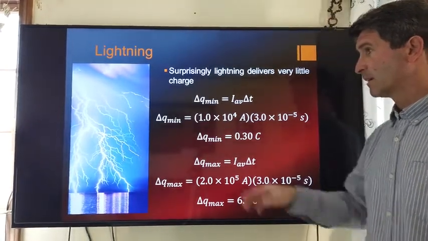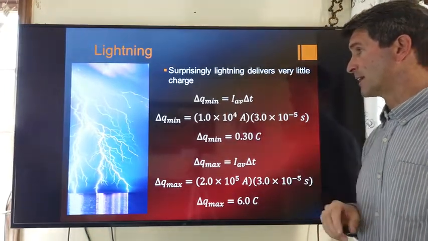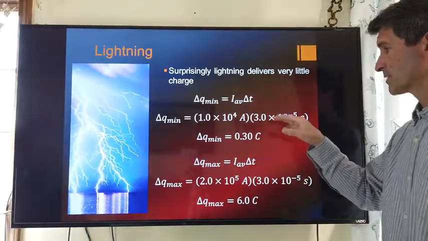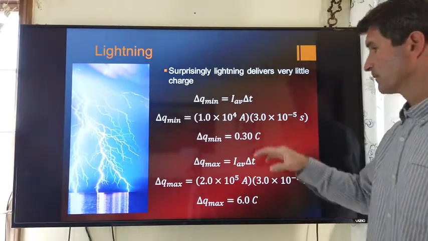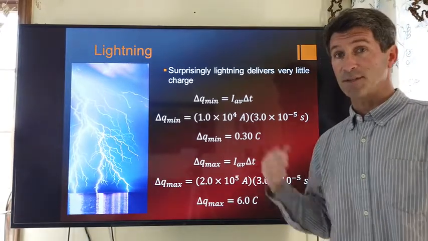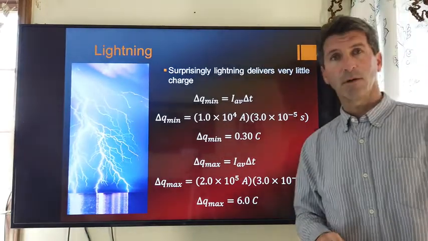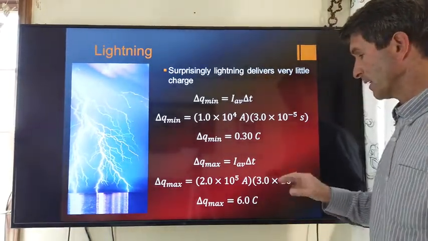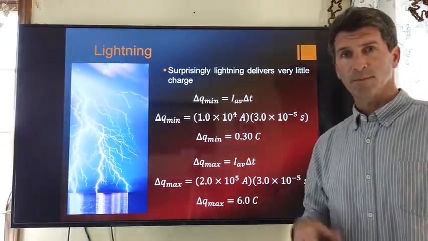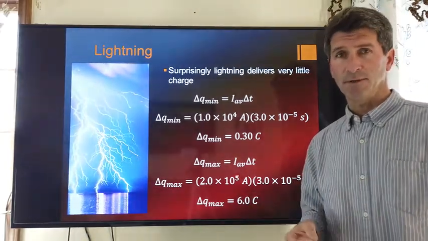despite its high current. We look at the previous equation that we derived. The amount of charge is equal to the average current times the time that it's delivered. Once again, taking 10,000 amps, multiplying it by 30 microseconds, and we get a very small amount of charge of 0.30 coulombs. It's less than the battery example that we did. Even at maximum, when we're taking a very, very large current for lightning, at 30 microseconds, we're only delivering about 6 coulombs. Again, we've got to remember that lightning is delivering this charge at a very, very high voltage.